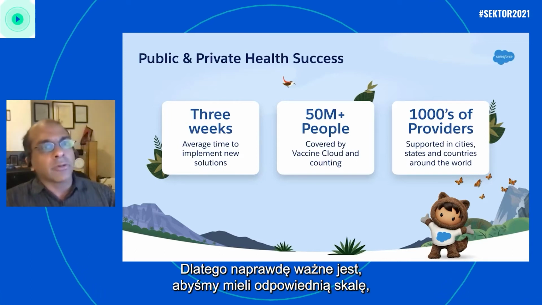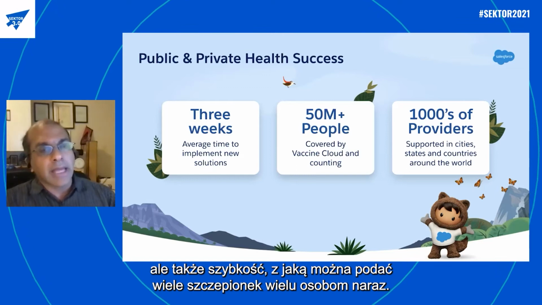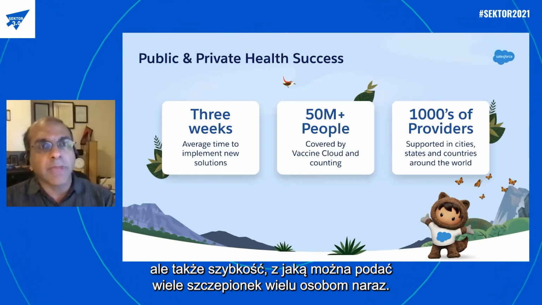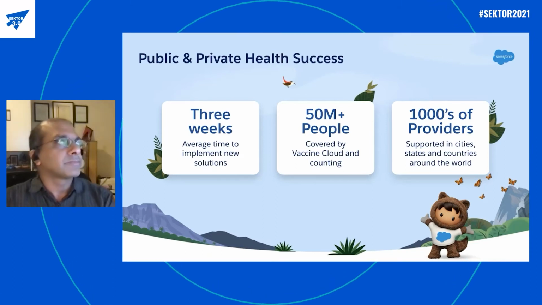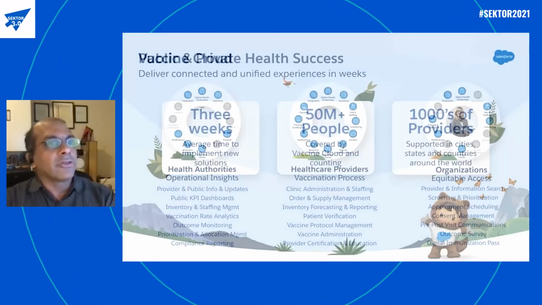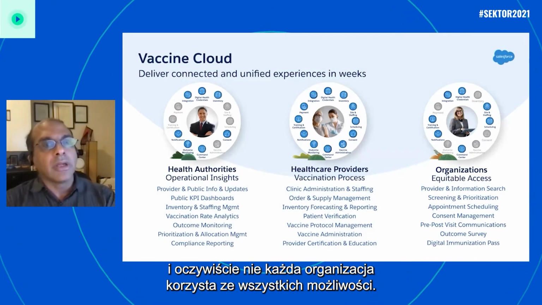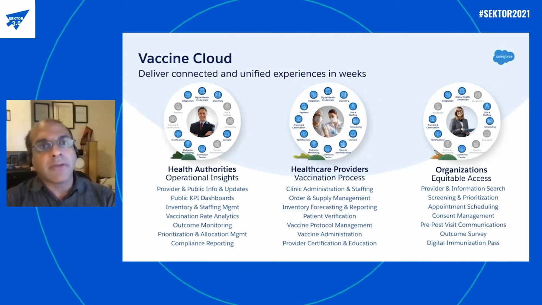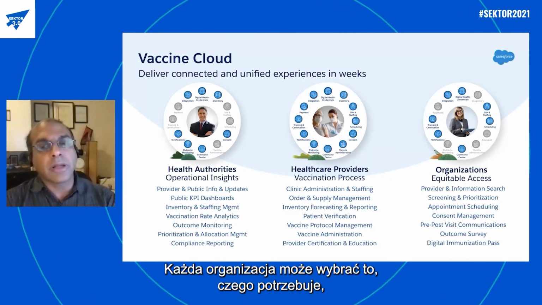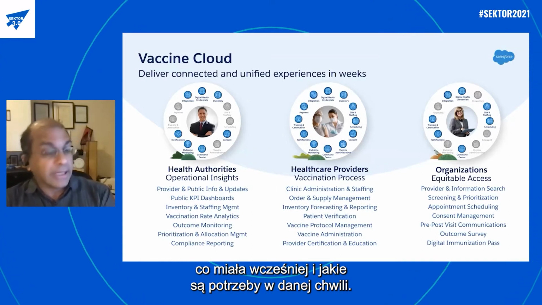And so it's really important that we have the scale, but also the speed to actually get a lot of these vaccines into many people at once. There are a number of different capabilities that we have. And of course, not every organization uses every capability. Every organization gets to choose what they need given what they had beforehand and what the needs of the moment are.